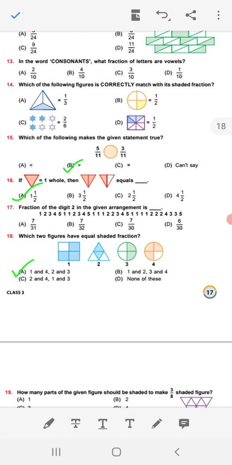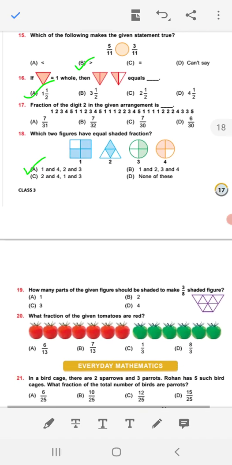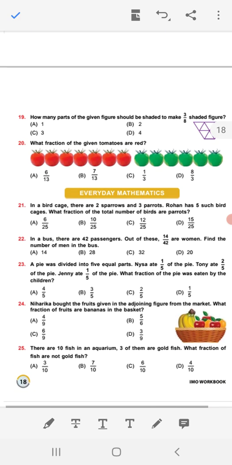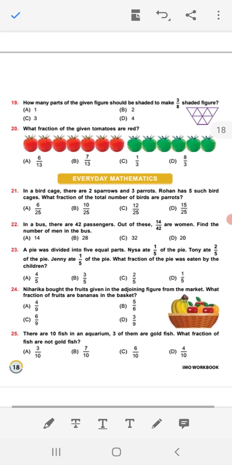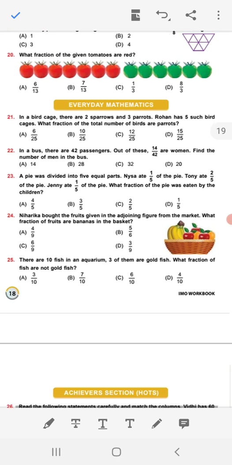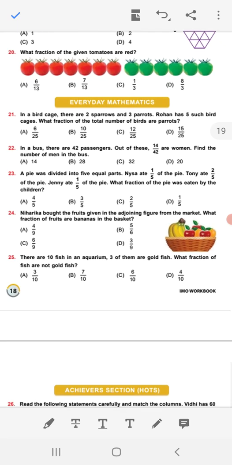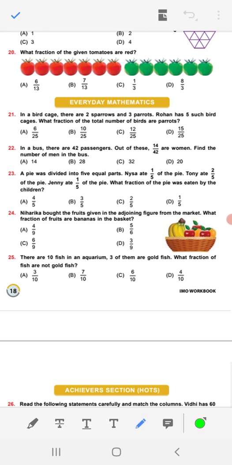Now passing to question number 21. 19 and 20 are easy. Passing to question number 21. These are taken from everyday mathematics. Question 21: In a bird cage there are 2 sparrows, this one, and 3 parrots.